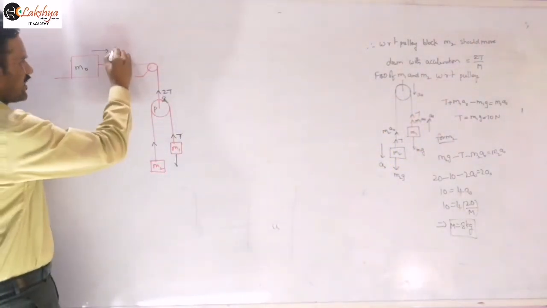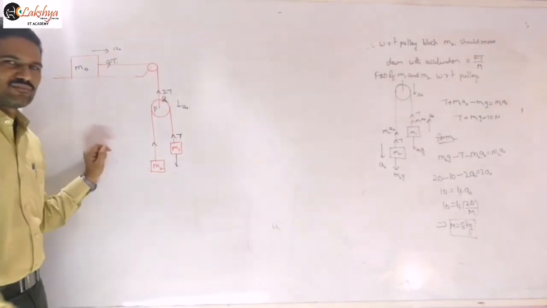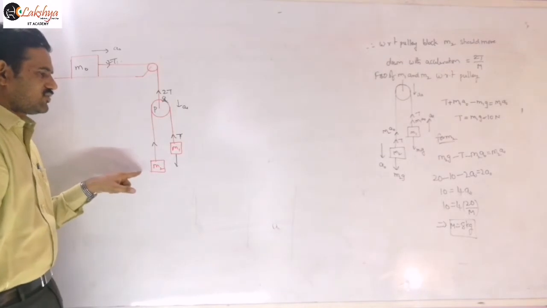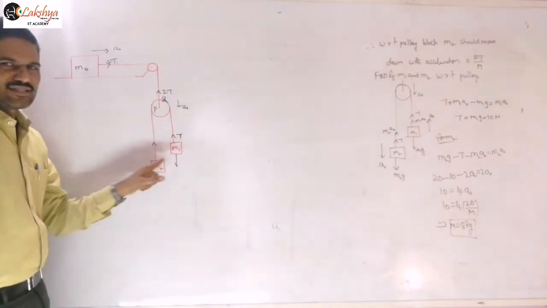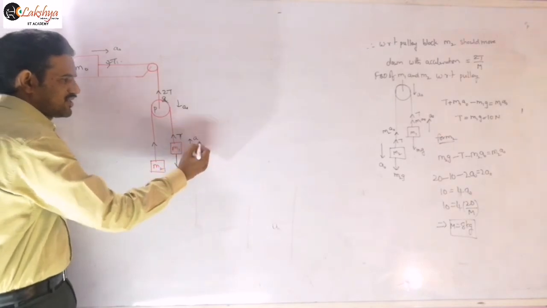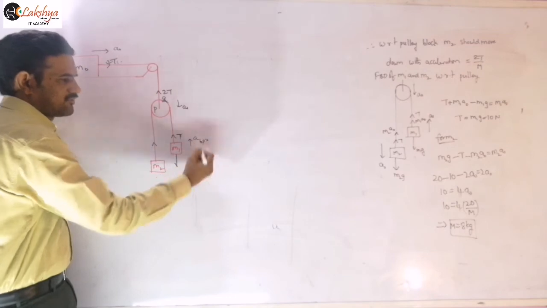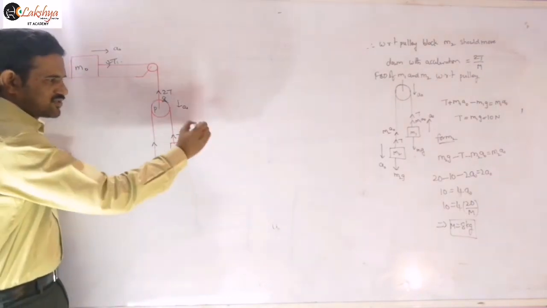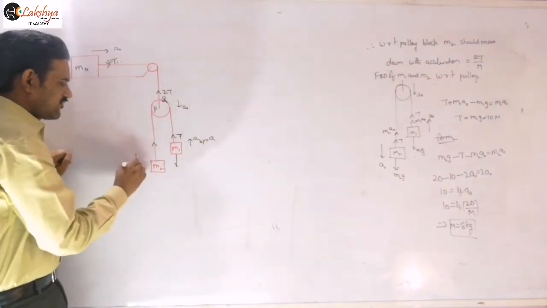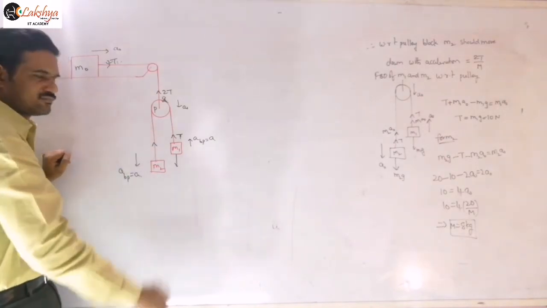So you need to assume some acceleration a0 here. Then this pulley is also moving with some acceleration a0. Then with respect to the pulley, let us assume the acceleration of this block. Suppose it is moving up with some acceleration a, this is the acceleration of the block with respect to the pulley here. Let it be moving upwards, then this block will move downwards. Acceleration of this block with respect to the pulley.